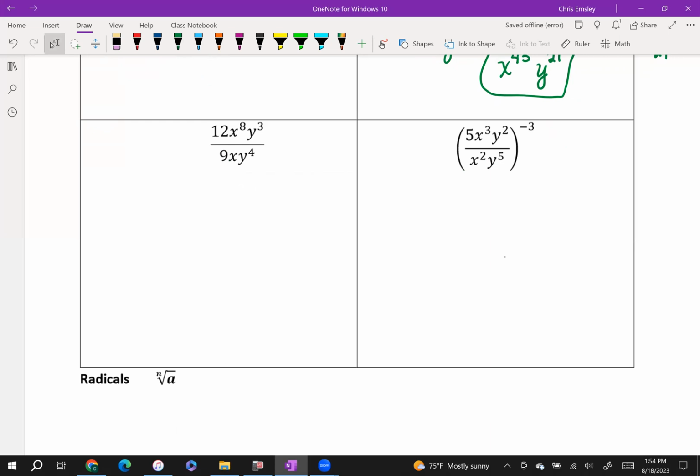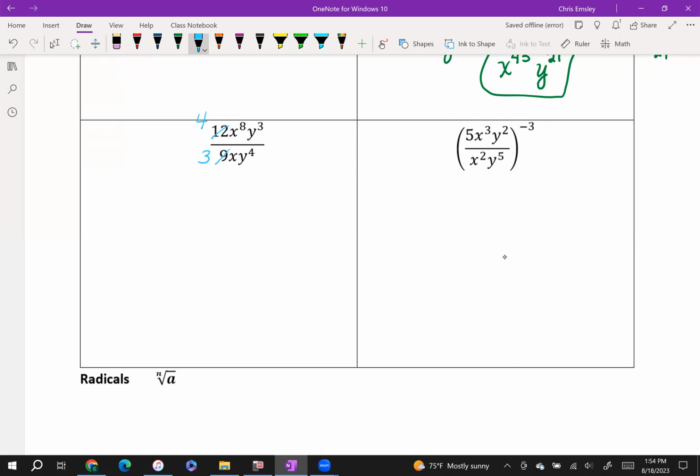Next up here, we have another thing we can simplify. We can start doing some canceling here. Notice we have a 12 on the top and a 9 on the bottom. They share a common factor of 3. So if I divide a 3 out of both of those, now I have a 4 on top and a 3 on the bottom.